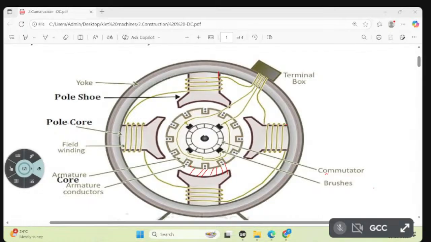What is the use? What is the material we are using? Write the material also if you like. Material: the yoke is cast iron. The pole and pole shoe are also cast iron, or you can use cast steel. Cast iron, cast steel.